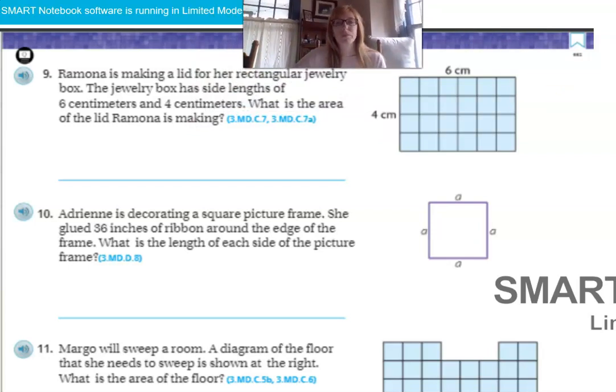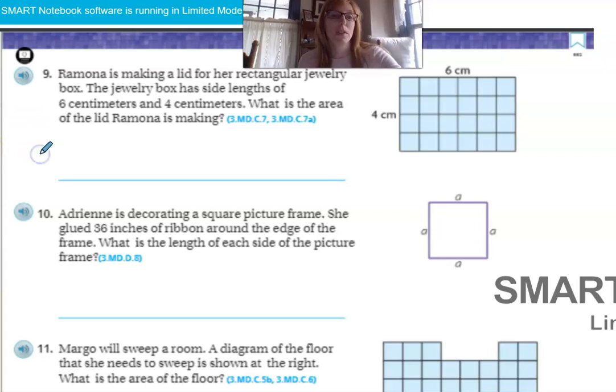Okay. So Ramona is making a lid for her rectangular jewelry box. The jewelry box has side lengths of 6 centimeters and 4 centimeters. You can see they're already labeled. What is the area of the lid that Ramona is making?